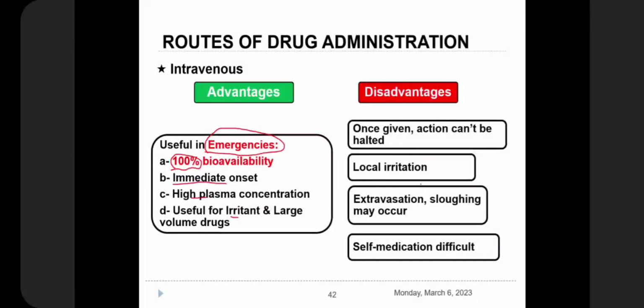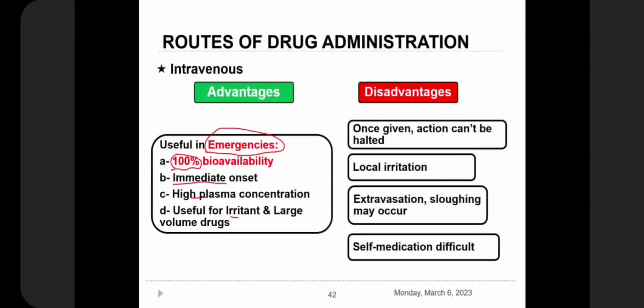Yeah, some inflammation, some venous inflammation. Even if you give the right drug and the right dose, it will also cause some lesion on the vein. You know that. Okay, next one. Extravasation and clotting may occur, and the next one, self-medication is very difficult. You cannot give the drug by intravenous at home. It is better to receive the drug in the hospital. So carefully use it.